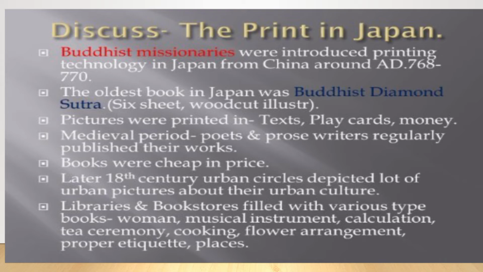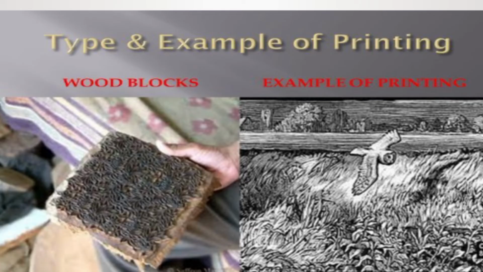The libraries and the bookstores were filled with various types of books, books for women on musical instruments, calculations, tea ceremonies, where people gathered and exchanged different information on different subjects. Books on cooking, flower arrangement or ikebana, proper etiquette. Etiquette is the manners, and all these places and types of books enriched people's liking for reading. This is how wood blocks were made. Example of different types of printing.